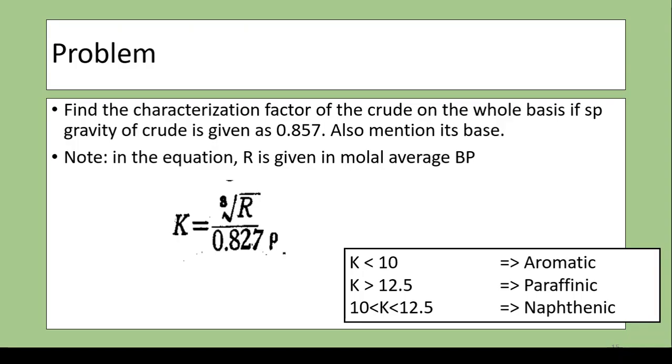We have to find out the molar average boiling point of the crude oil, and using this K equation we can find out the value of K, and with the help of the K we can find out the base, because if the K is less than 10 then it will be aromatic, and if it is greater than 12.5 then it will be paraffinic, and between 10 to 12.5 it will be naphthenic. Now let us solve the problem.